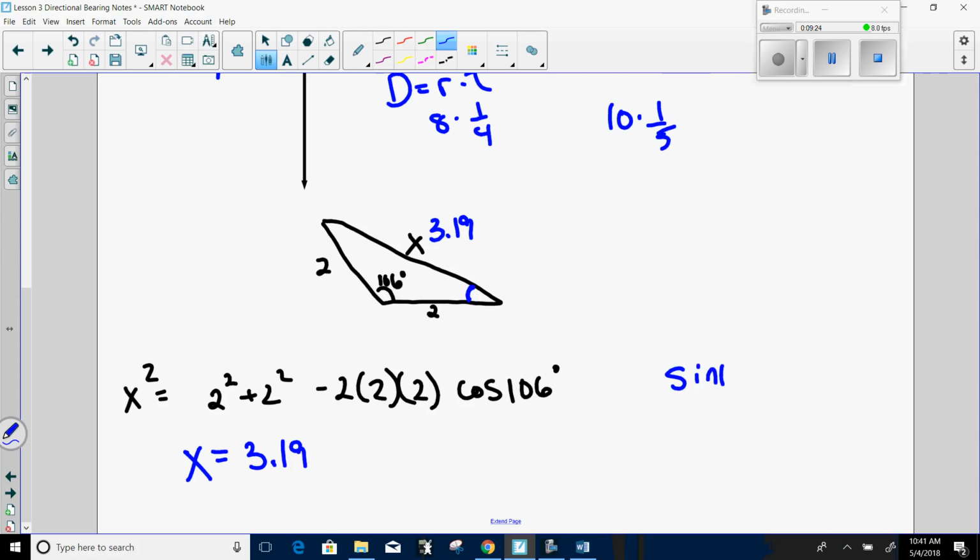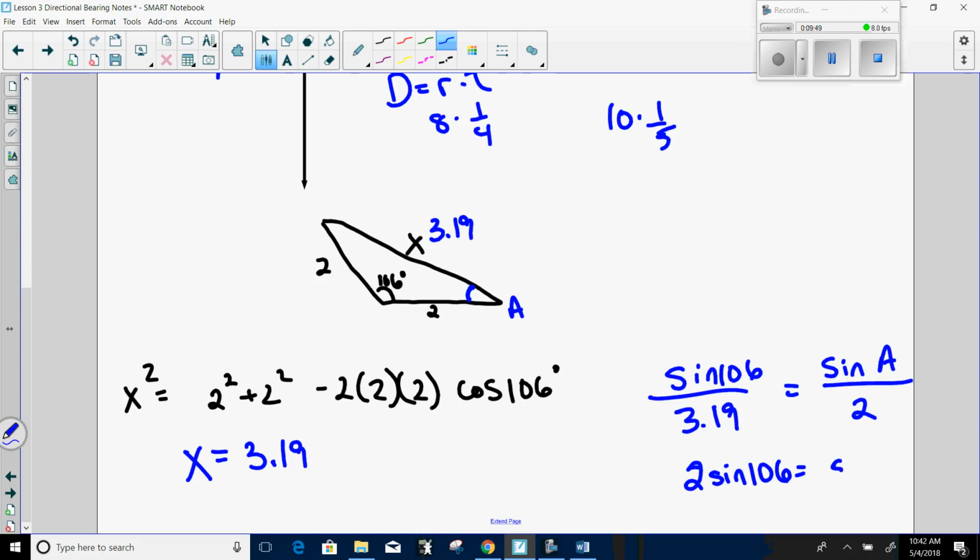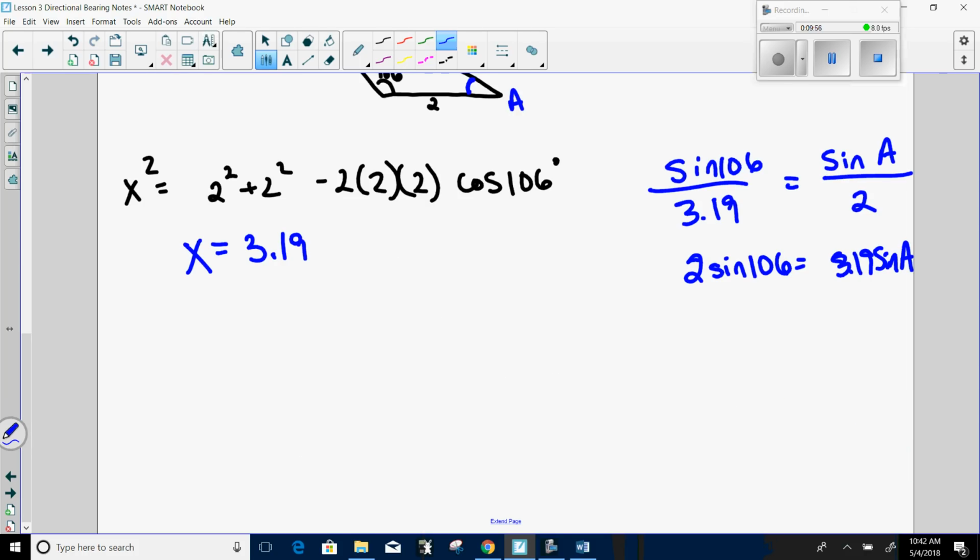So it's going to be sine of 106 divided by 3.19 equals, I'm solving for this angle, so I'm going to use this side over here. So it's going to be sine of a variable, call it A, or P for port, or whatever, over 2. Cross multiply and solve. You're going to get 2 sine 106 equals 3.19 sine A. Divide by 3.19 on both sides.